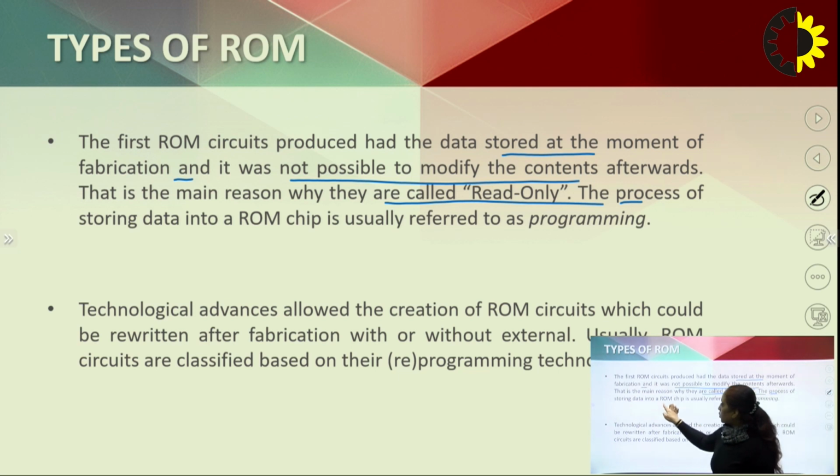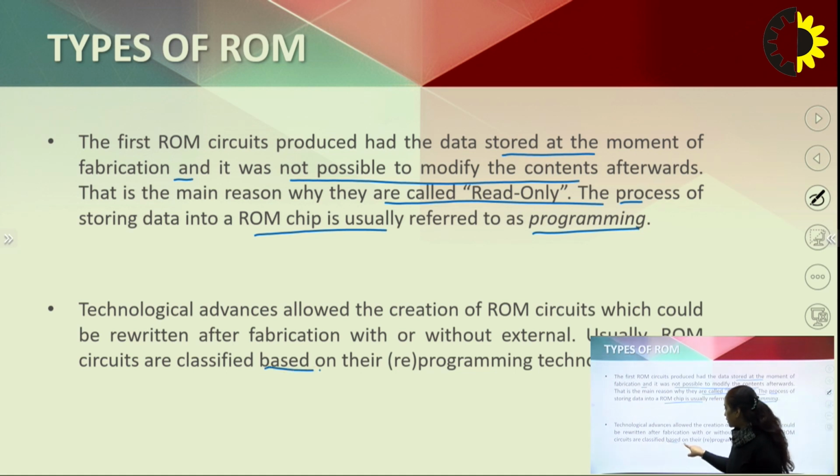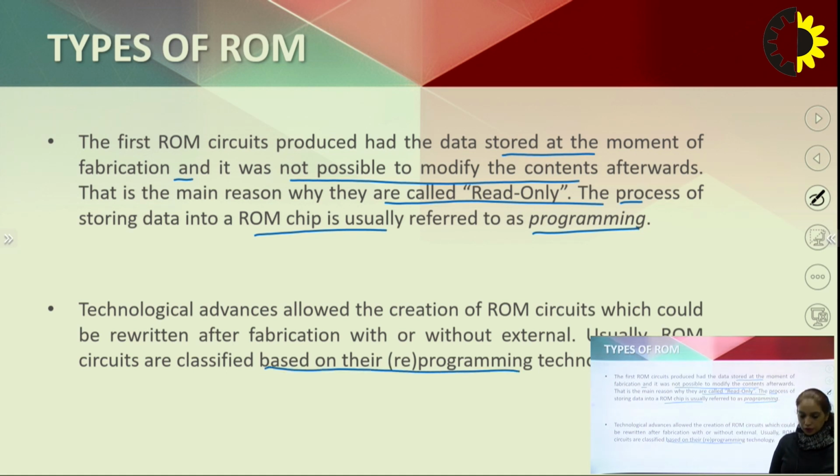The process of storing data into ROM chips is usually referred to as programming, right? This programming is done only during the time of fabrication. Your circuits are finalized, and then they are programmed in, and then fabricated into the IC. But technological advancement allowed the creation of ROM circuits which could be rewritten after fabrication, with or without external interference. Usually ROM circuits can be classified based on their reprogramming technologies.